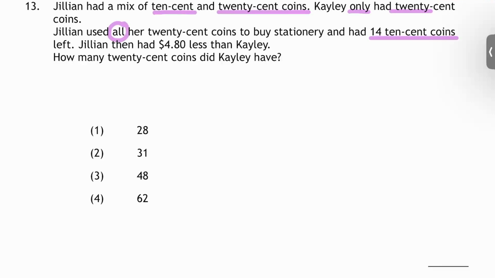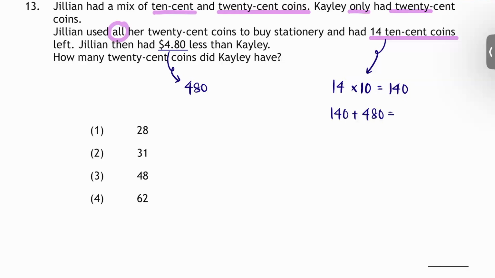Now, if you see 14 10 cent coins, you can actually find out that this is 140 cents, which is the same as $1.40. So you can either immediately work with decimals in money, or you can work with whole numbers in cents. All right, so I'm going to work with whole numbers. So $4.80 is the same as 480 cents. So if this is what Jillian had left, it means that we need to add the 480 in order to find out how much Kaylee had.